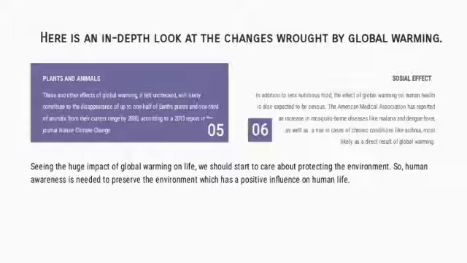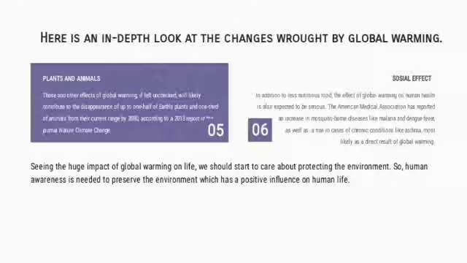6. Social effect. In addition to less nutritious food, the effect of global warming on human health is also expected to be serious. The American Medical Association has reported an increase in mosquito-borne diseases like malaria and dengue fever, as well as a rise in cases of chronic conditions like asthma, most likely as a direct result of global warming.